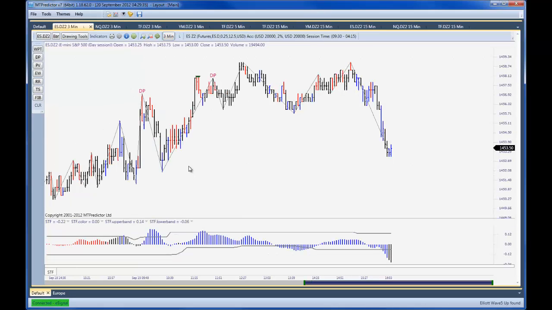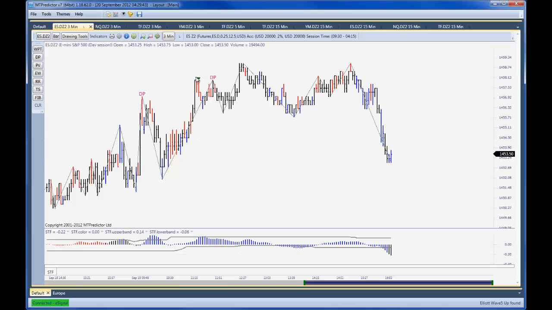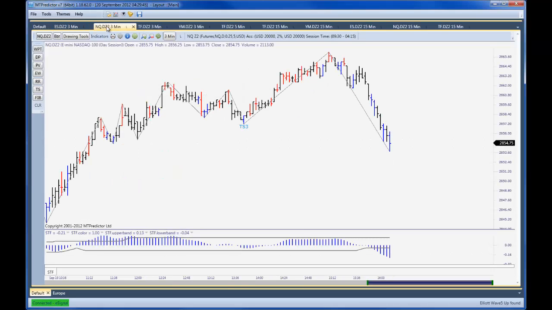On the ES as well, the main setups were sells, but again they were all against a blue STF, therefore standard traders would have ignored these. The NQ did very nicely.